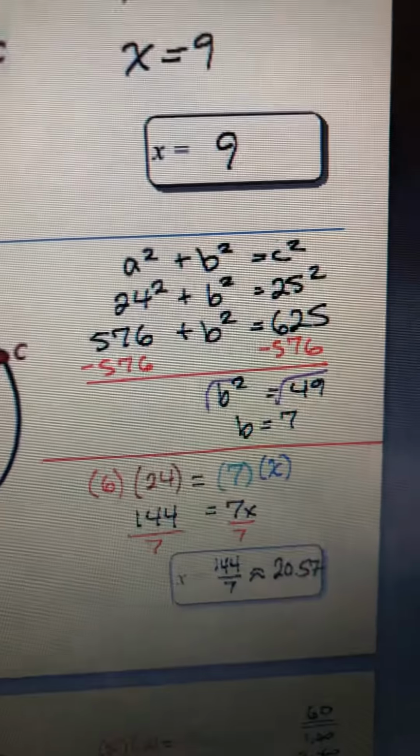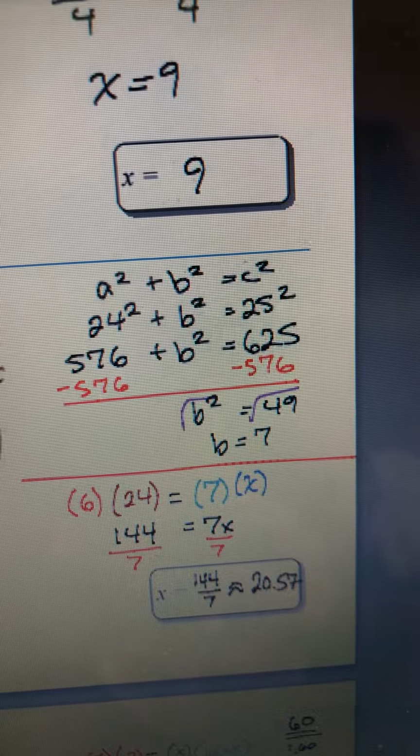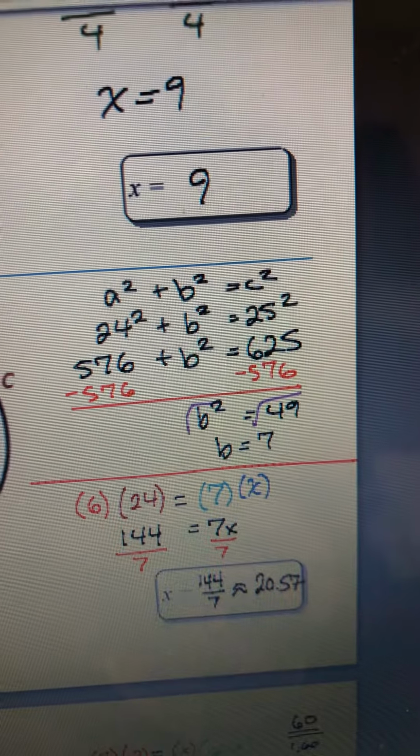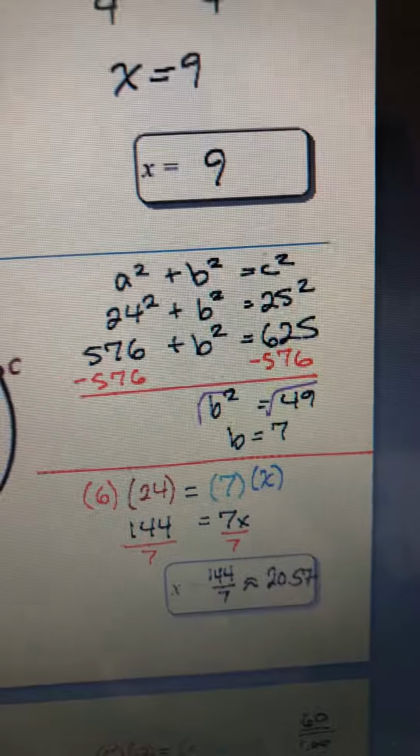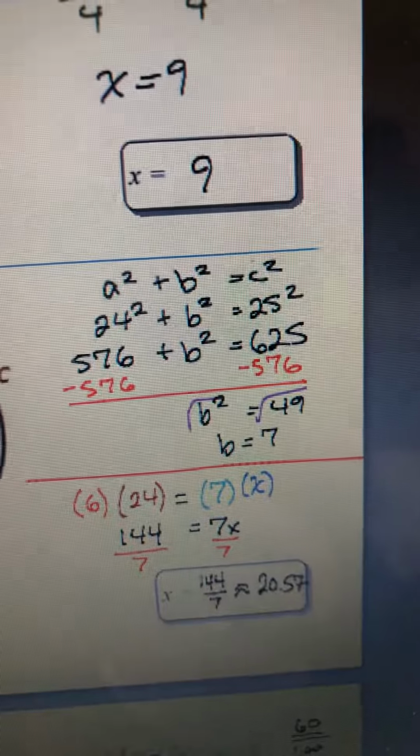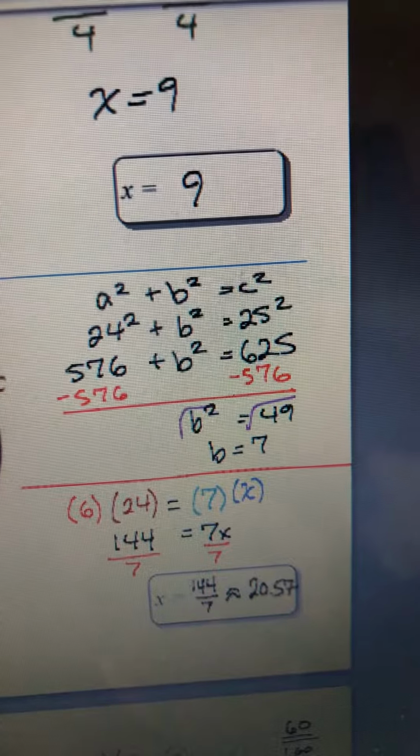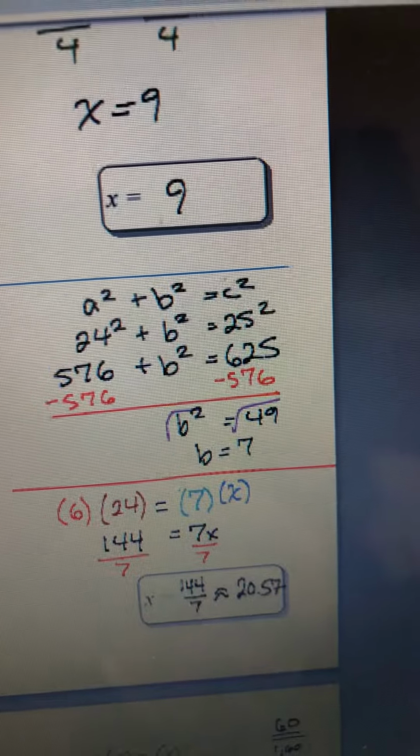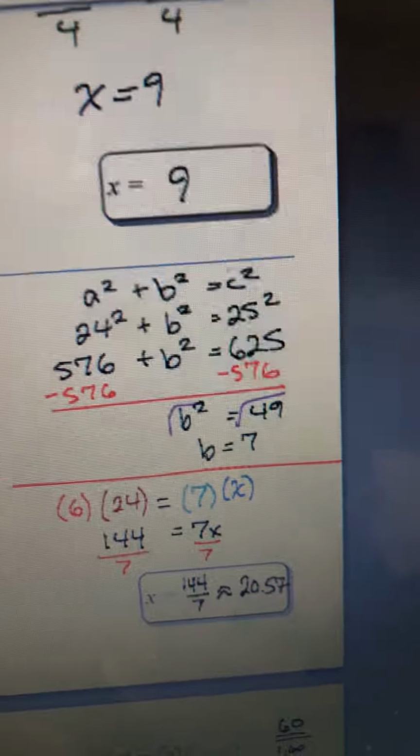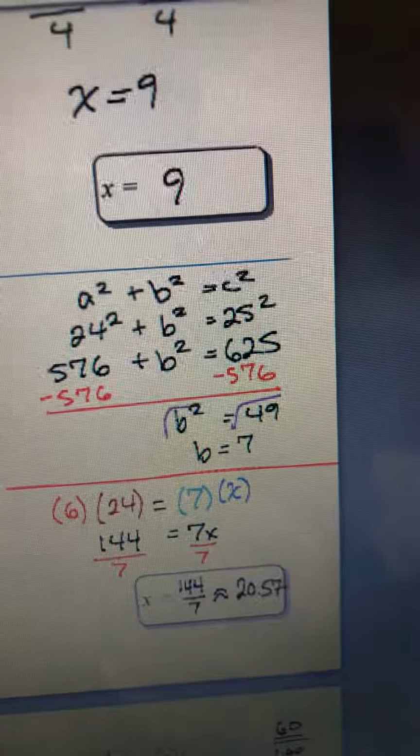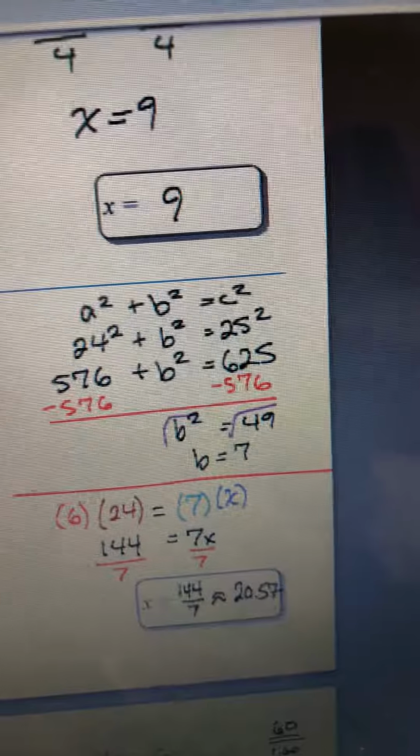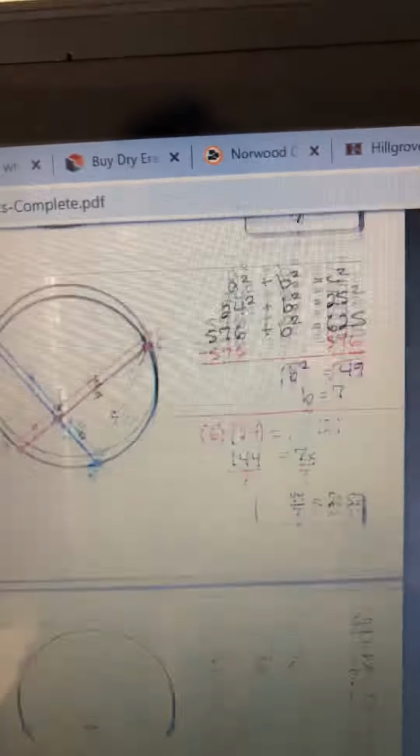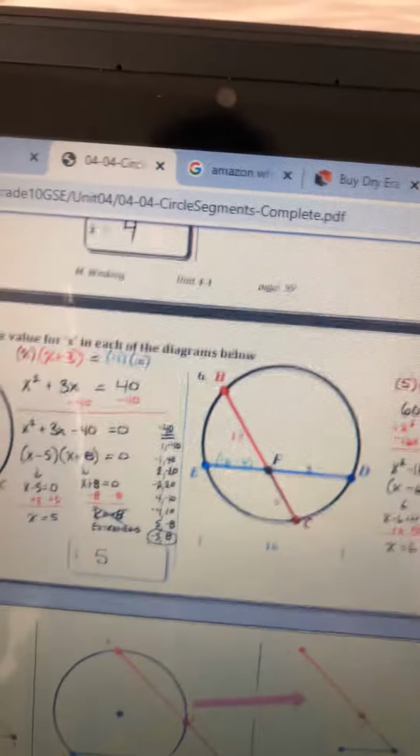Basically, we're just going to square that 24 to get 576, plus b squared is equal to the square of 25, which is 625. Now to solve for b squared, we simply subtract 576 from both sides to get b squared equals 49. And then lastly, take the square root of b squared, which is equal to 7. So b equals 7.